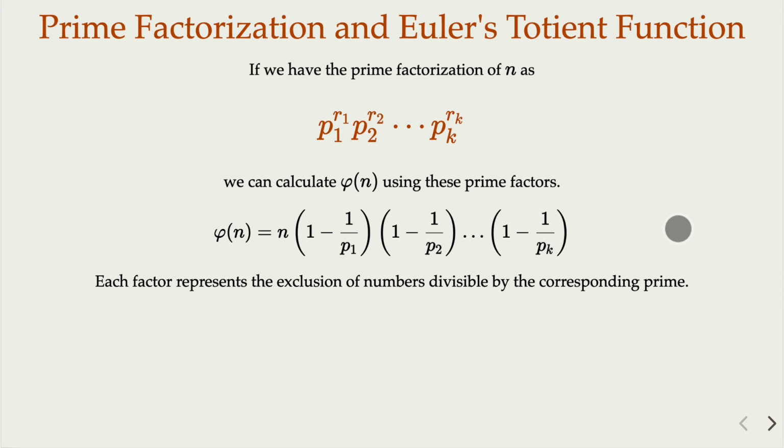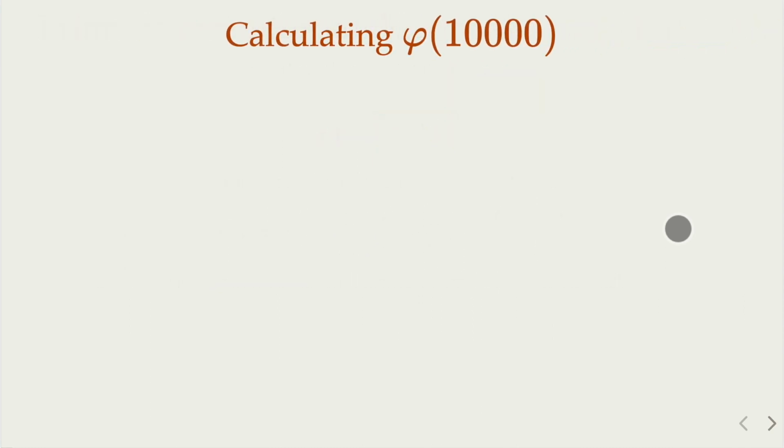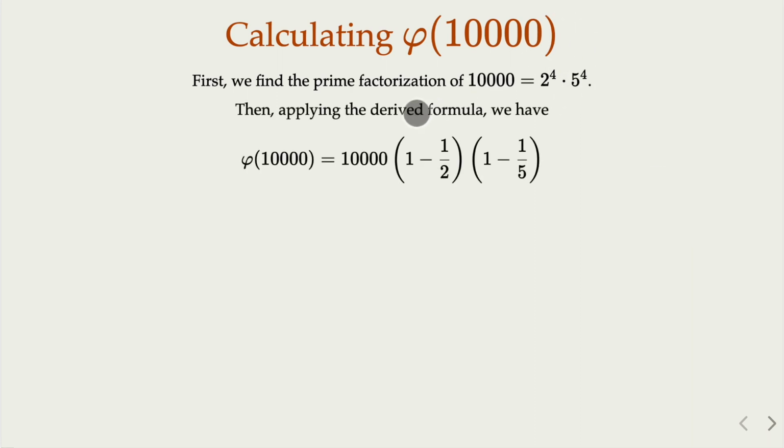Now in our case, we're considering the last 4 digits, so we need to consider the behavior modulo 10,000. So it's interesting to know what phi of 10,000 is. 10,000 is 10 raised to the 4th power, and its prime factorization is 2 to the 4 and 5 to the 4. So plugging into the formula, we have 10,000 times 1 minus this, 1 minus that, and if you do the math, that's 4,000.